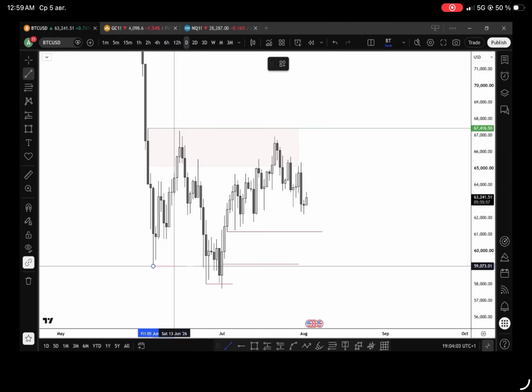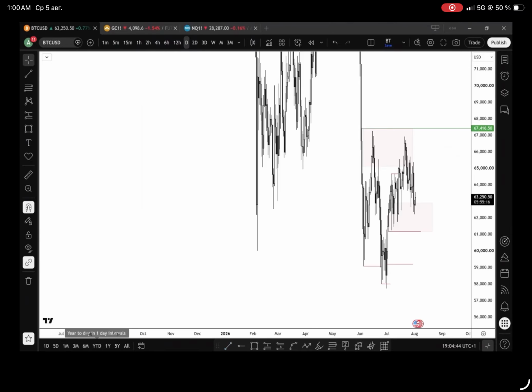I'm literally waiting for price to trap. This is an LB. It can even come to this low here. That's why I have it marked as well. So I have these two areas I want to see price come to. I don't trade crypto, but I definitely like analyzing Bitcoin for sure.